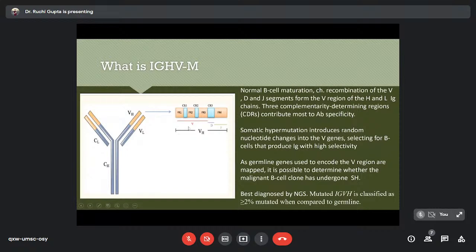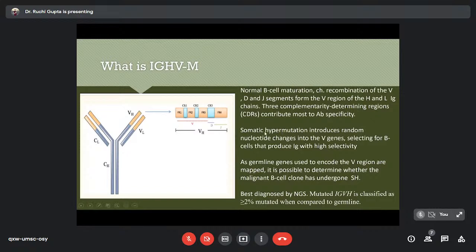So if you look at this variable heavy region, it has these framework regions 1, 2, 3, and 4, and the CDRs, that is, the complementarity determining regions 1, 2, and 3. These complementarity determining regions contribute most to the antibody specificity. And when we talk about somatic hypermutation, this happens in the germinal center, where there is a random nucleotide change in these variable genes, selecting the B cells to promote immunoglobulin production with high selectivity against the particular target antigen.